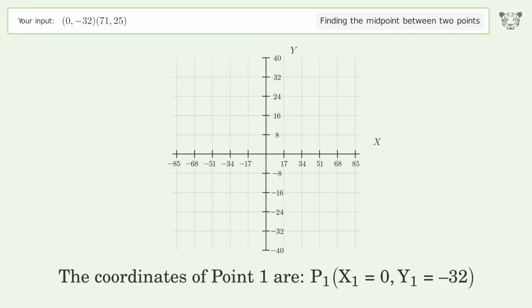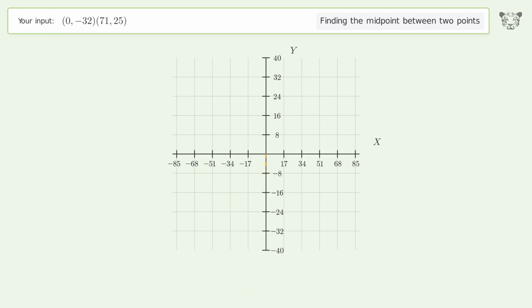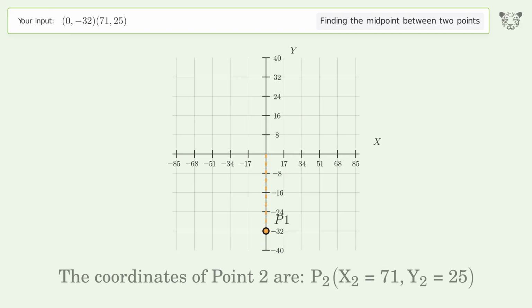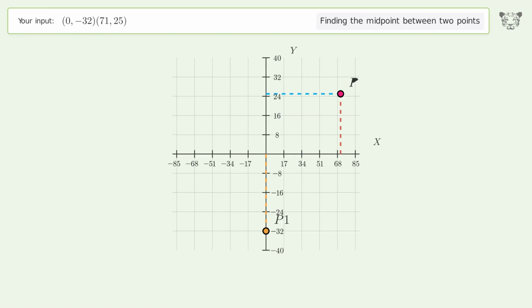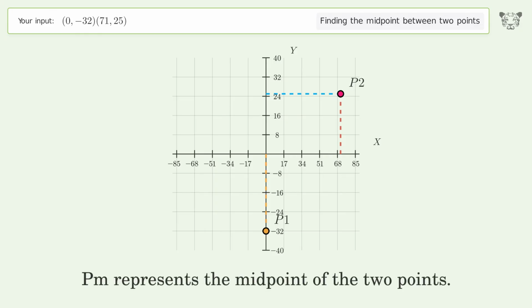The coordinates of point 1 are x1 equals 0, y1 equals negative 32. The coordinates of point 2 are x2 equals 71, y2 equals 25. PM represents the midpoint of the 2 points.